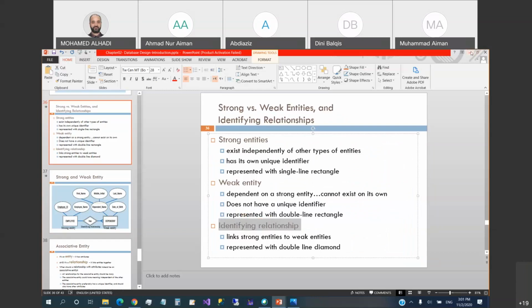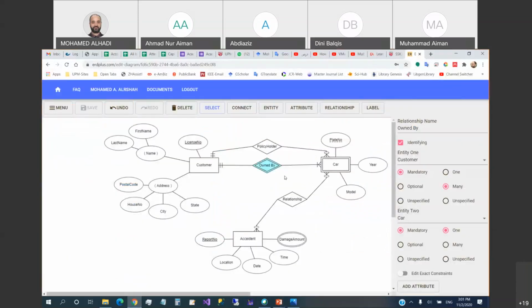Because it depends on how you understand the scenario. If you say that the car is fully identified by its owner, in this case this relation is going to be an identifying relation. But what about this relation? Is it identifying? It's not necessarily identifying, right?